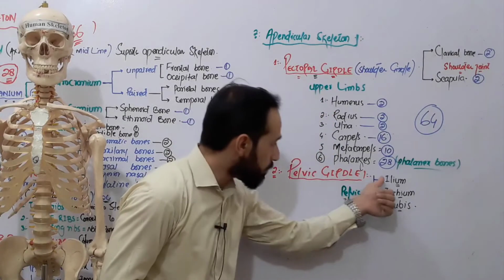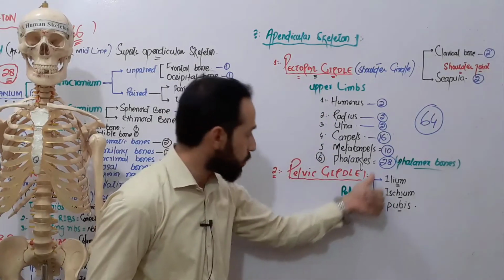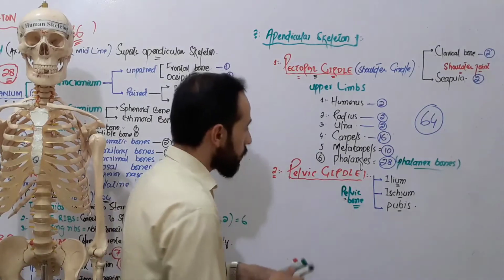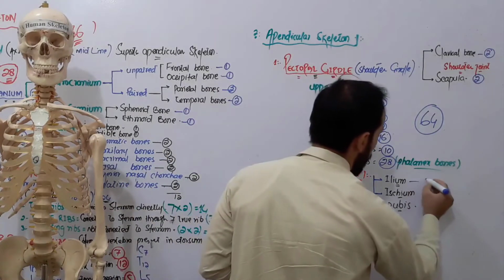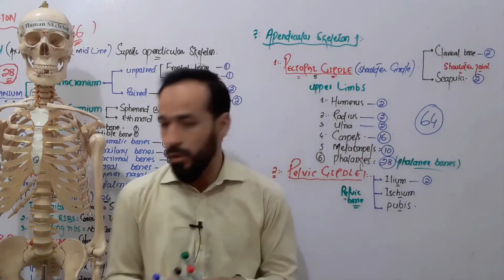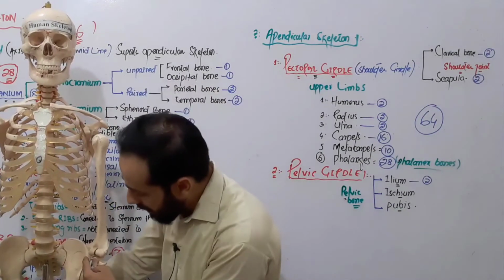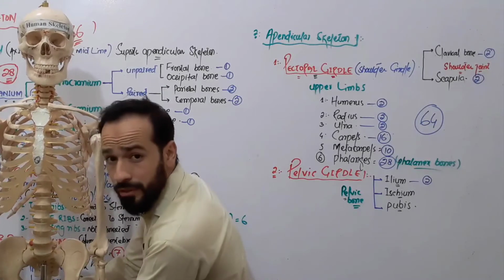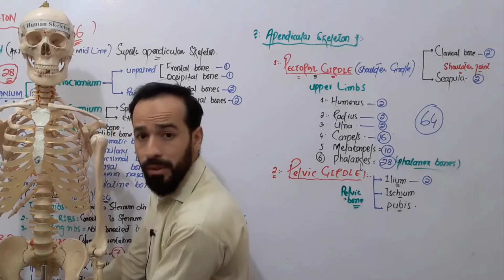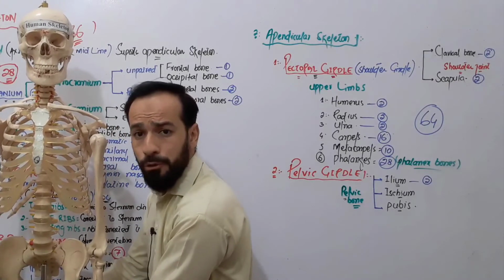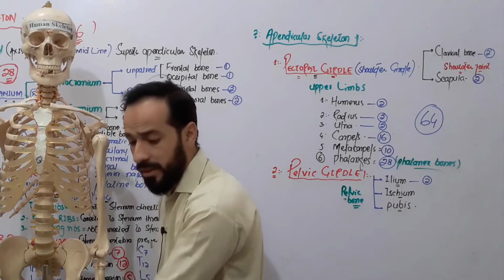So how many bones unite together to form the pelvic bone? The 3 bones, right? So how many ilium do you have? 2. Why? Because one on the right side and one on the left side. Then how many ischium bones do you have? You have 2 ischium, right? And how many pubic bones do you have? You have 2 pubic bones, right? On right and left side.